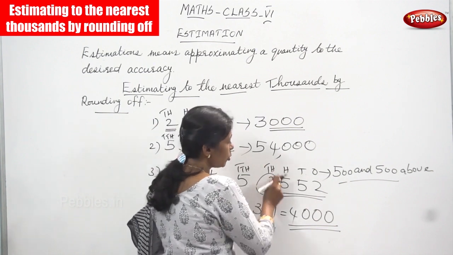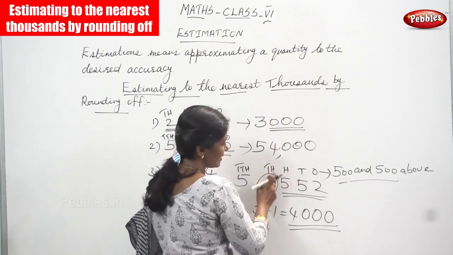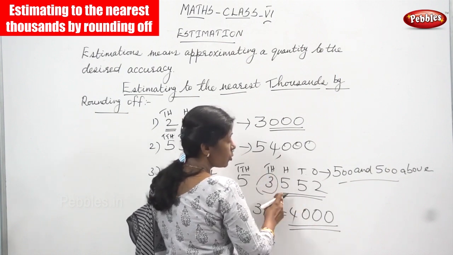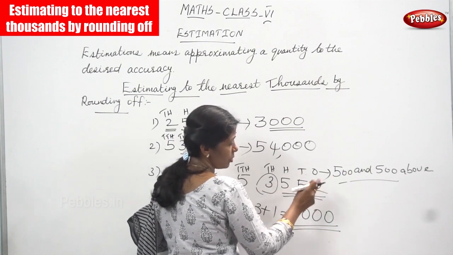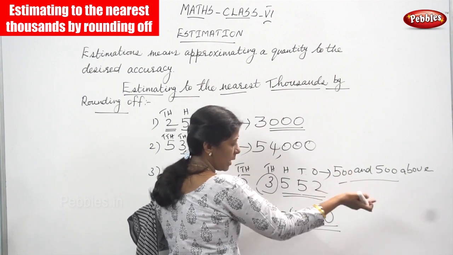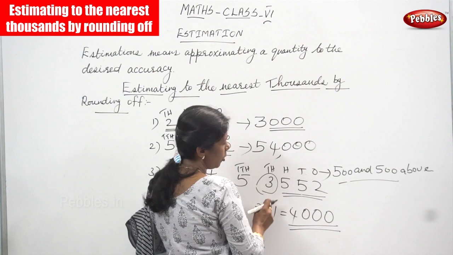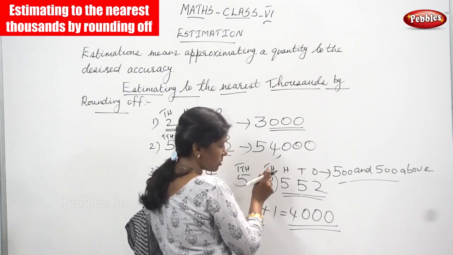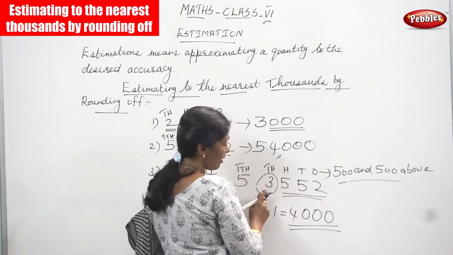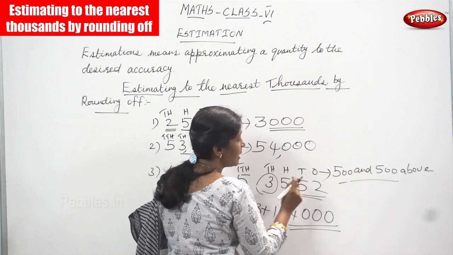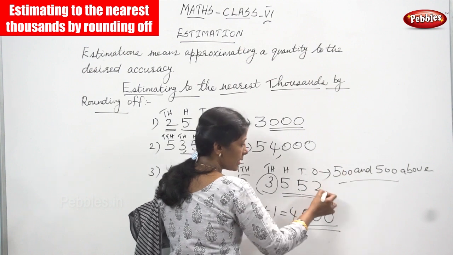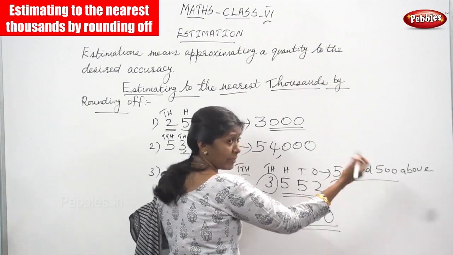So even though you have to change it to the nearest 1,000, that is 3,000, you have to consider the 100, 10's and 1's place values. The number is 552. So the rule is, 500 and 500 above means you have to add 1 with the 1,000 place value. What is the number in the 1,000 place? 3. This number 552, in the 100, 10's and 1's places, comes under the 500 and 500 above rule.